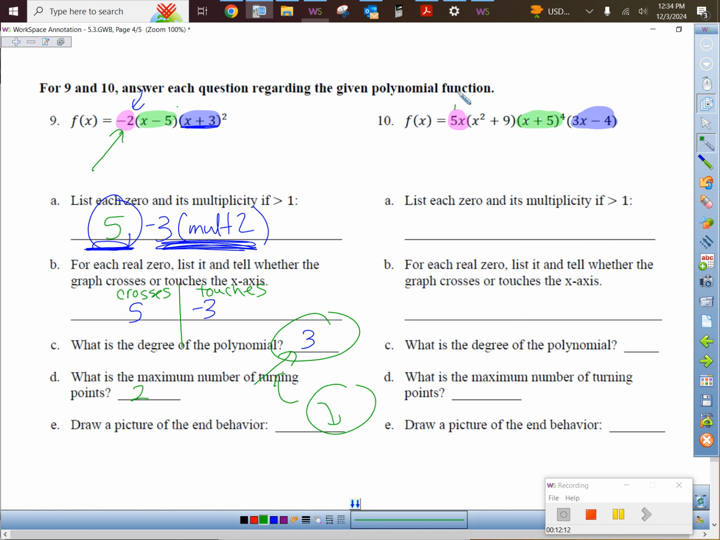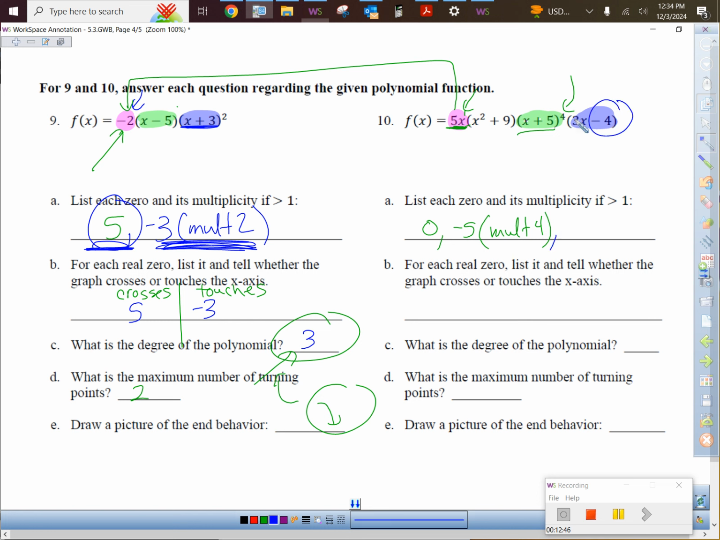The pink one totally matters this time as compared to before because it has an x with it. What value of x makes this 0? It's like 5 times what would give you 0 back? That would be 0. It has a multiplicity of 1 because that is like x to the first power. Then, skipping over that one for a second, for the green one, -5 would make it 0. It's going to have a multiplicity of 4 due to that 4 being raised on the outside. And then the last one in blue, the opposite of this over that, would be 4/3. It has multiplicity 1 because that is raised to the first power.